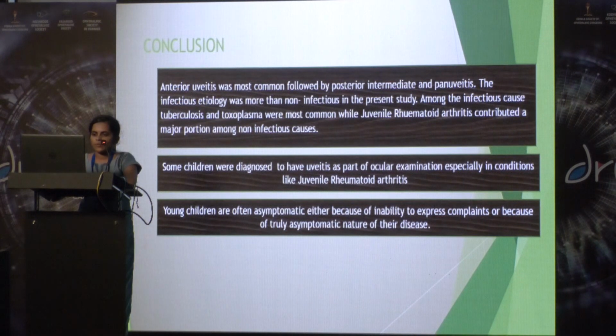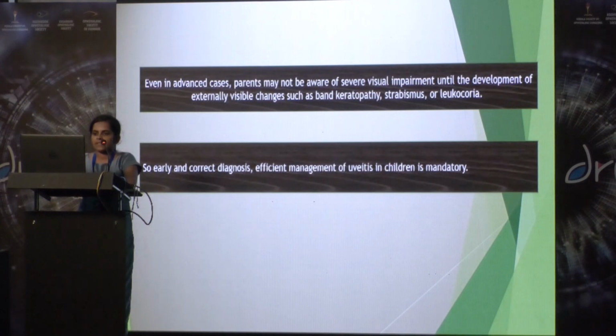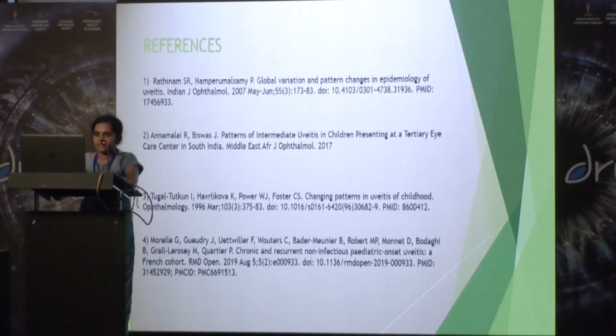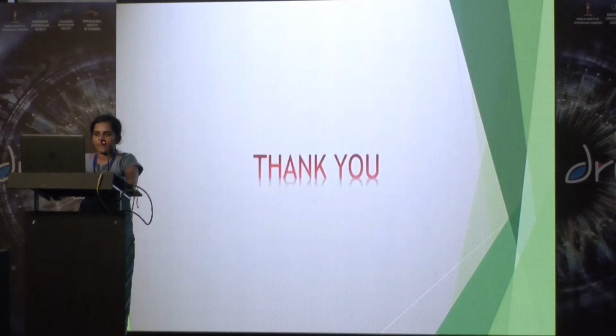Young children are often asymptomatic either because of their inability to express the complaints or because of a truly asymptomatic nature of their disease. And in some advanced cases, parents may not be aware of severe visual impairment until the development of externally visible changes such as band keratopathy, strabismus, or leukocoria. So early and correct diagnosis and efficient management of uveitis in children is mandatory. These are my references. Thank you.